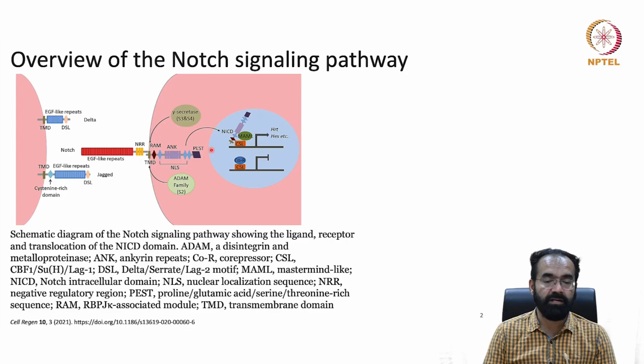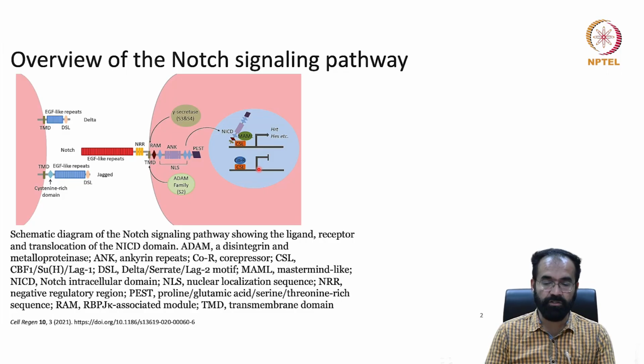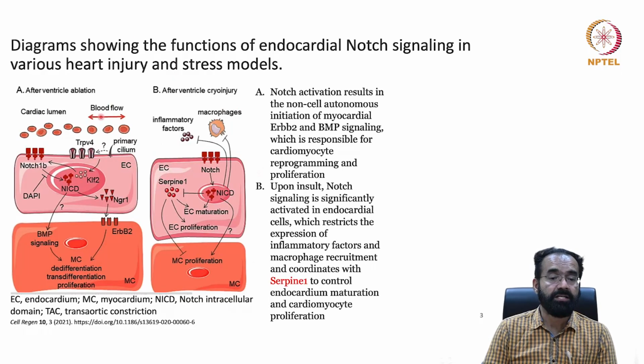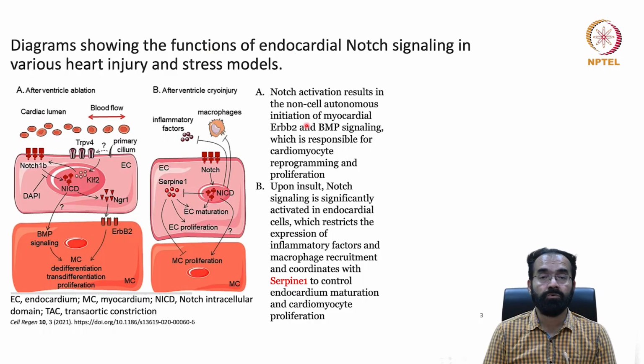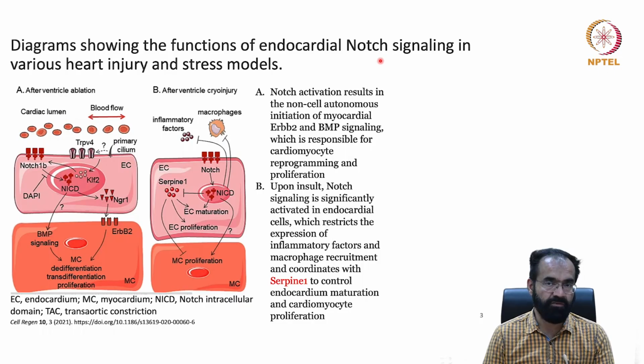This portion will be released, and that will go into the nucleus as NICD, and that can turn on a bunch of genes. It can be Hes, Her, many genes are there, and this is the typical way of functioning of NICD or the notch signaling events. So the diagram is showing how delta notch signaling contributes to the endocardium, that is, the signaling events that are happening after a myocardial infarction.